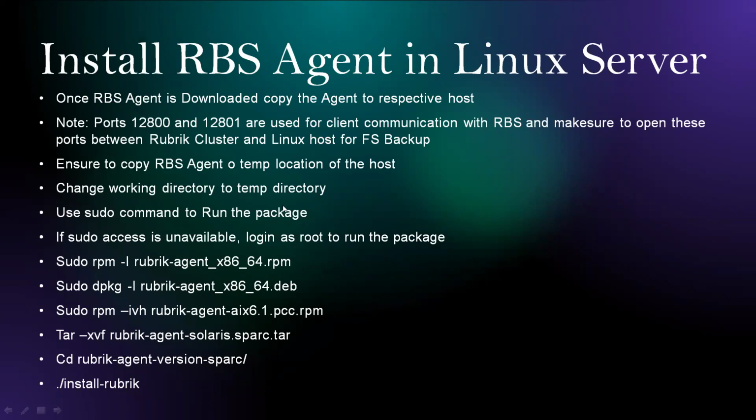Once we have downloaded it, to install we need to open the firewall ports 12800 and 12801 between the Rubrik cluster and the Linux server. So it is a prerequisite, and ensure you copy the RBS agent to the temp location of the Linux host.